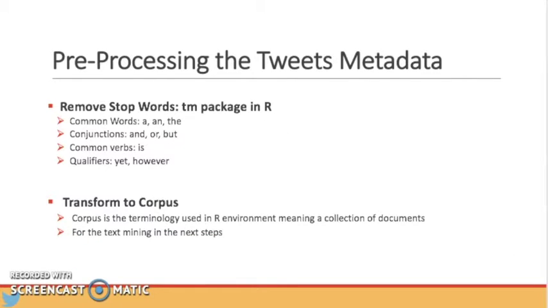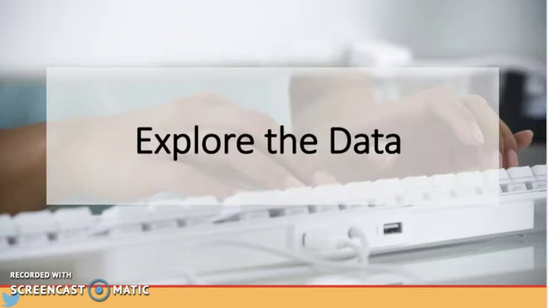After that, we removed the stop words using the tm package in R. We give bullets showing the 4 categories of stop words we removed, including examples in each category. The last step in pre-processing is transformation to the corpus format. The corpus means a collection of documents in our environment. After this transformation, we could proceed with our text mining process.